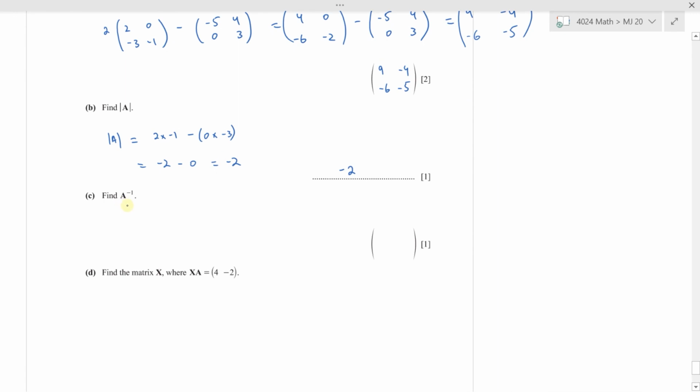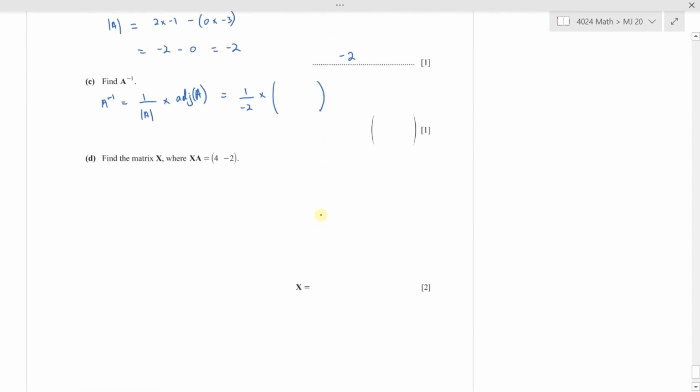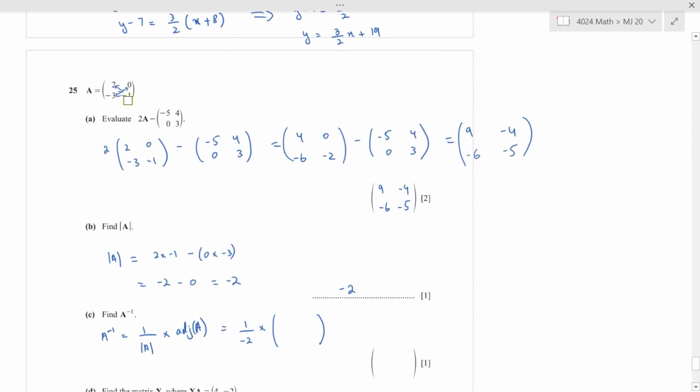The next part is you have to find A inverse. So A inverse is given by 1 over determinant of A multiplied by the adjugate of A. So 1 over determinant of A will be 1 over minus 2 multiplied by adjugate of A. How do you get the adjugate? You will swap these two values. So 2 will come here and minus 1 will move up here, and you change the sign of the other two. So 0 will remain 0, minus 3 will become plus 3.